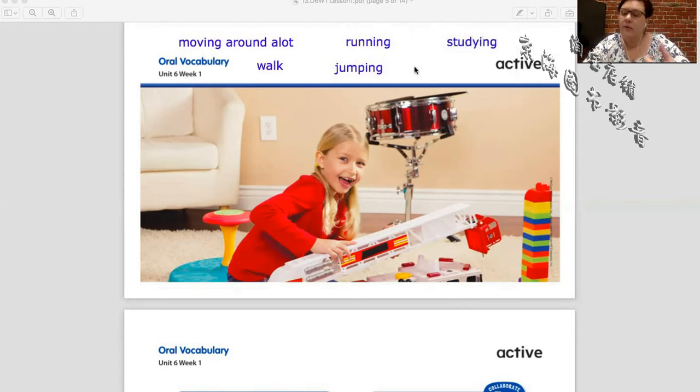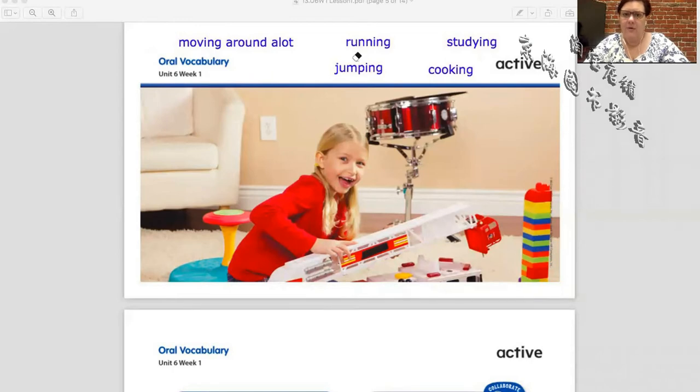Studying, like what you're doing right now, is very active. You're learning, you're using your brain. That takes lots of energy. Okay. So maybe cooking, right? Or we can be active when we're playing. Okay, there's a lot of ways that we can choose to be active, okay?